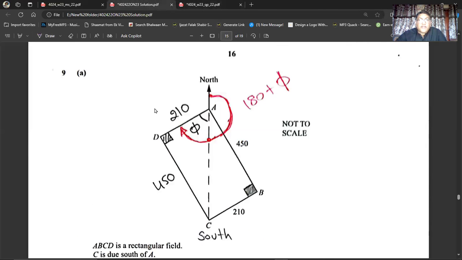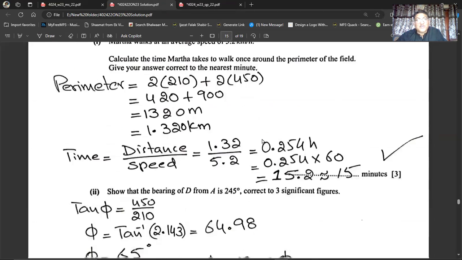Let me show you from here. So you know this is also 210, this is 450, this is a right angle triangle. I can easily find this angle phi. Tan phi equals perpendicular over base, that is 450 divided by 210. So I will find this angle phi. From here to here, the bearing is 180, and once I know phi, the bearing will be 180 plus phi. This is my strategy. I'm going to work on it.